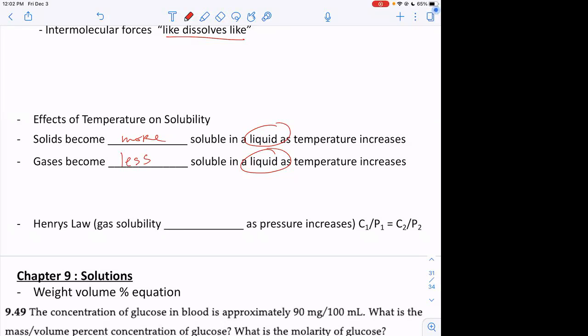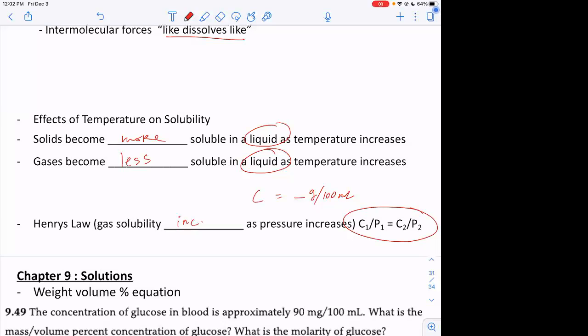We also talked about Henry's law, which was gas solubility increases as pressure increases. So gas solubility and pressure are proportional. This is the equation you'll have for Henry's law, C1 over P1 equals C2 over P2. Remember the units for C are X amount of grams per 100 milliliters, and you don't divide by that 100. That's just part of the unit.